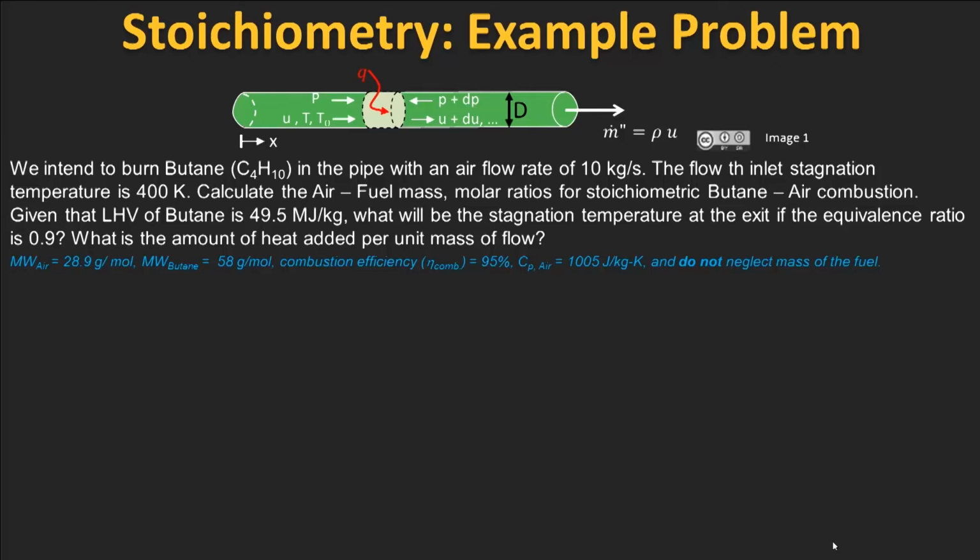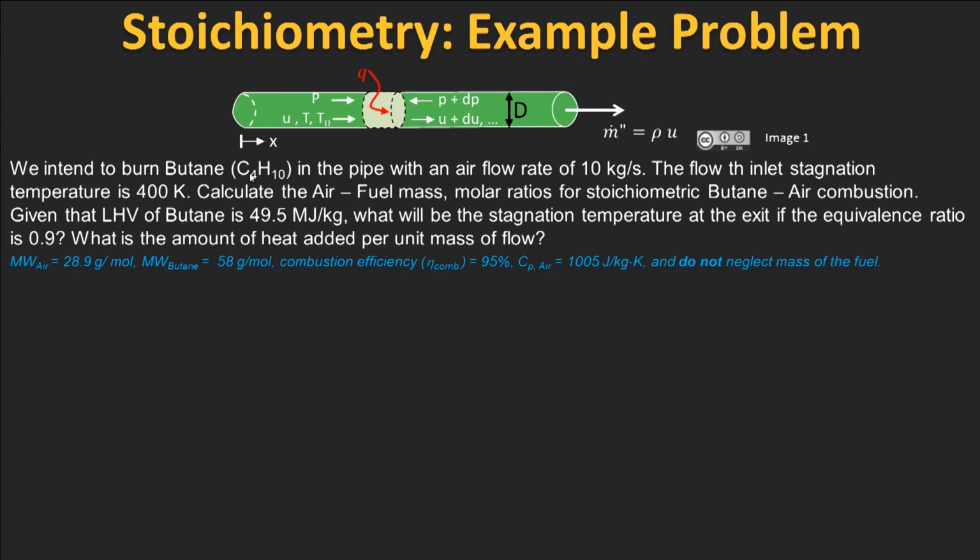In this video, we'll apply the concepts learned in the previous unit to a practical problem. Consider flow through a pipe with a constant mass flow rate of air of 10 kilograms per second at an inlet stagnation temperature of 400 Kelvin. We intend to burn butane with the molecular formula C4H10 in this pipe. We are asked to calculate both the air-fuel mass and molar ratios for butane air combustion.